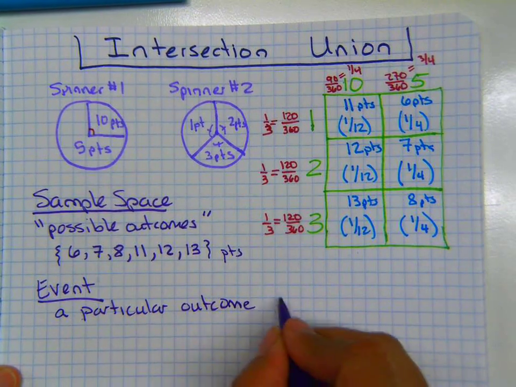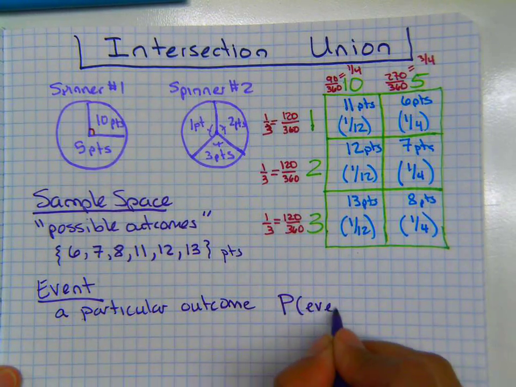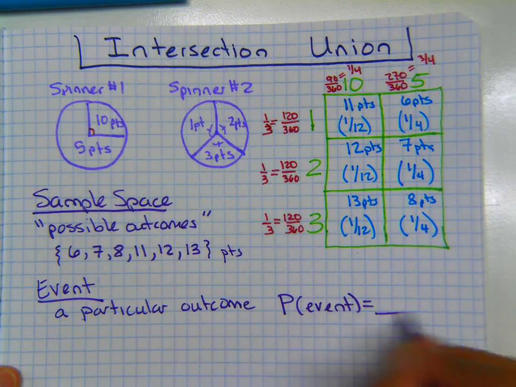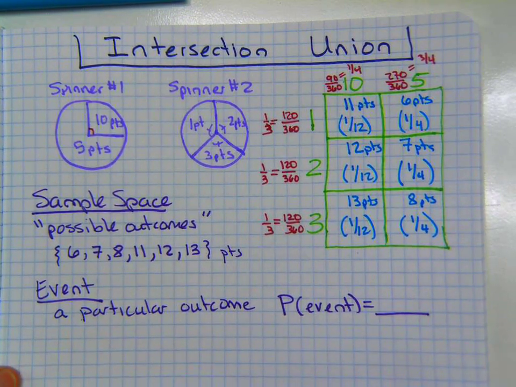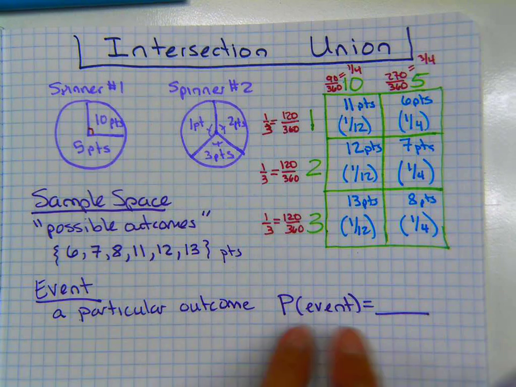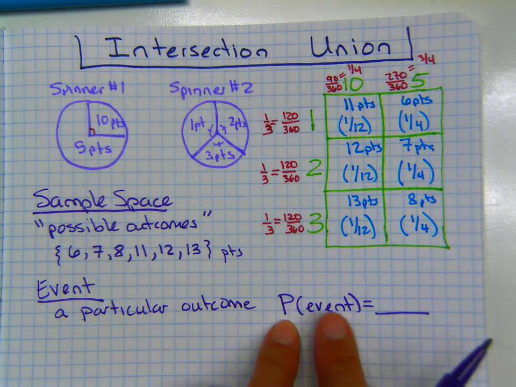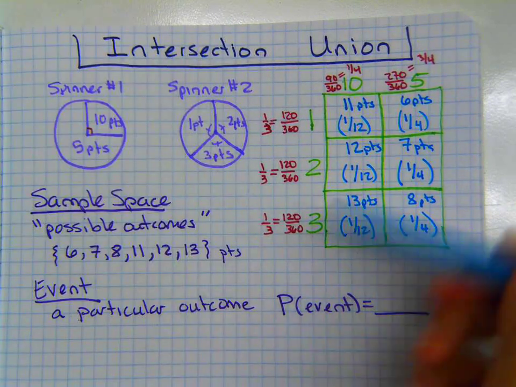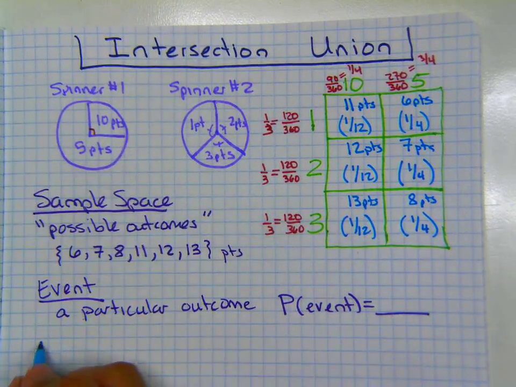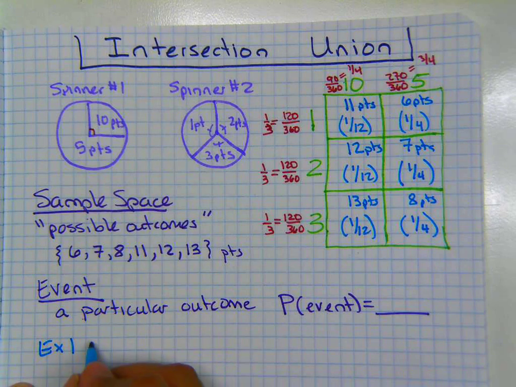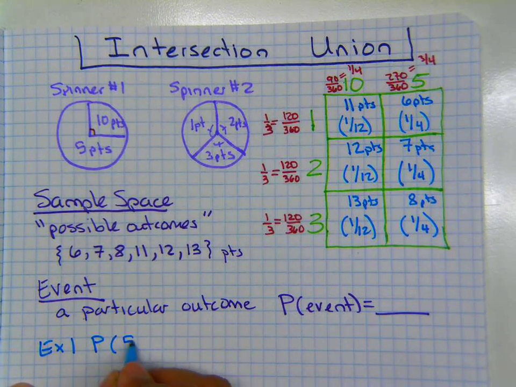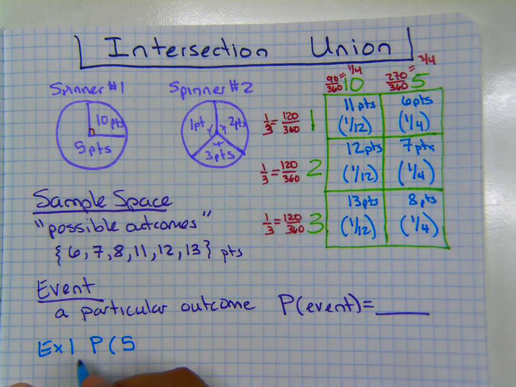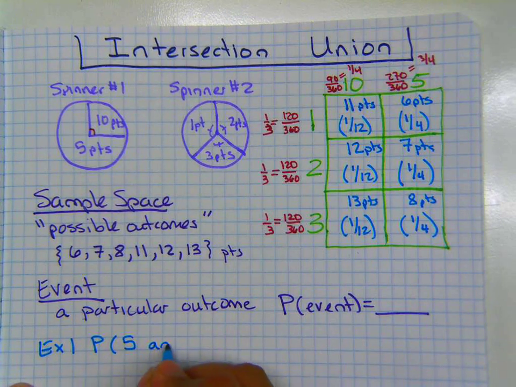In other words, the probability of some event is going to equal some fraction or some decimal. That's what I've been asking you, and I've been using this notation: probability of something. So for example, if we go back to our situation with the two spinners, I could say the probability of getting 5 points, or a probability of getting a 5 and a 3.